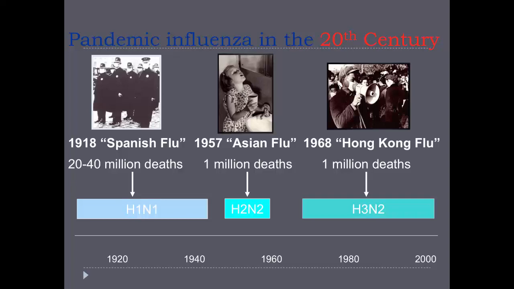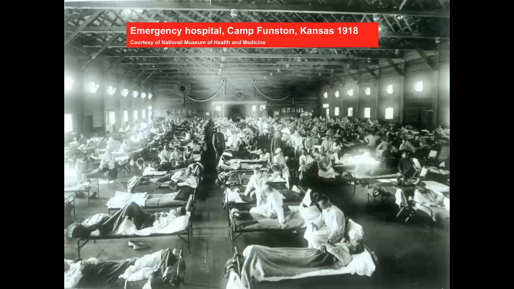The most recent one you heard about in the early 2000s, that avian flu, could have been a pandemic flu, but it actually was able to be stopped through surveillance much faster, the Hong Kong version of that.